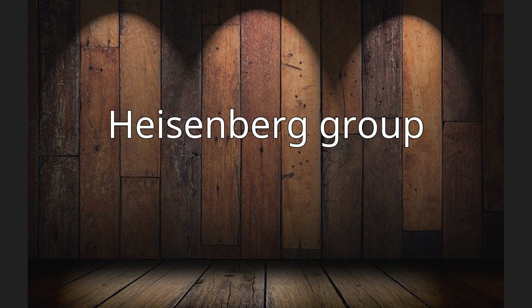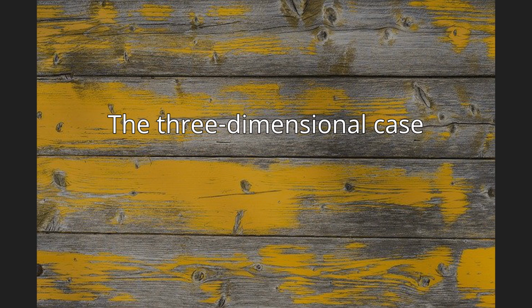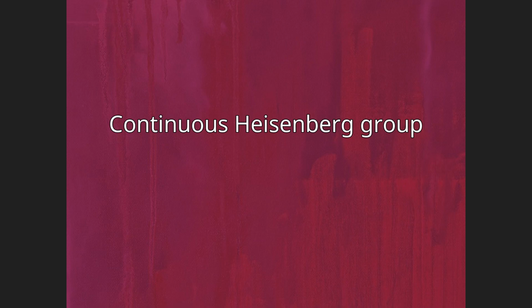Heisenberg group, the three-dimensional case, continuous Heisenberg group. If a, b, c are real numbers in the ring R, then one has the continuous Heisenberg group H3(R). It is a nilpotent real Lie group of dimension 3.